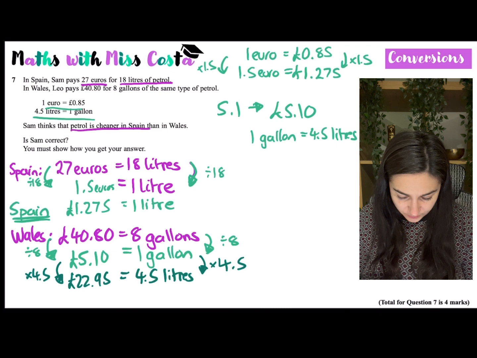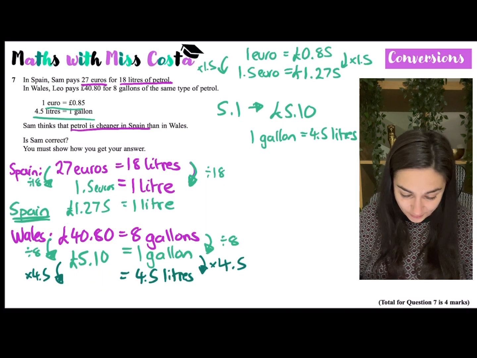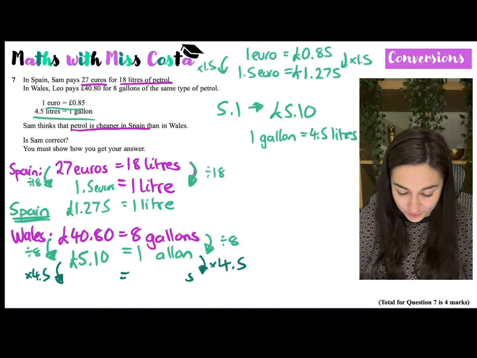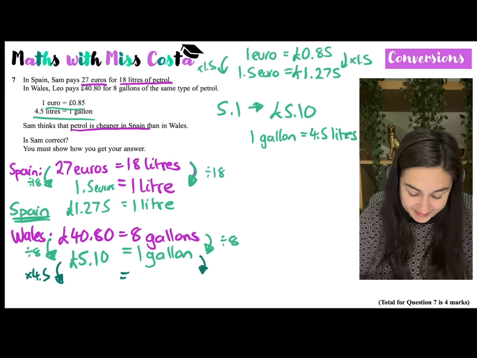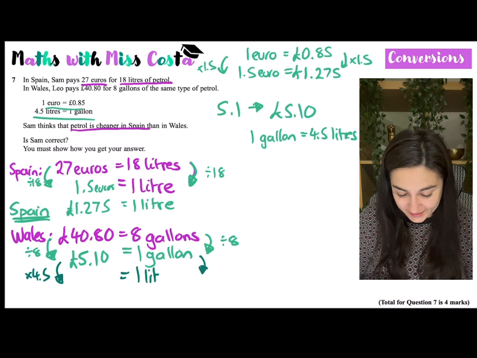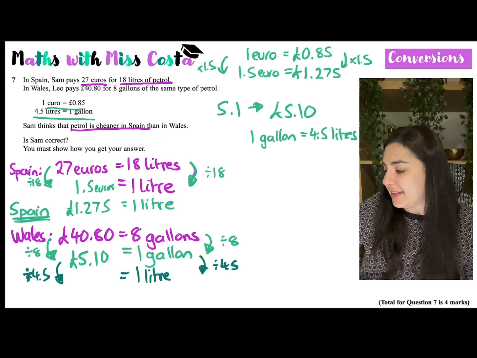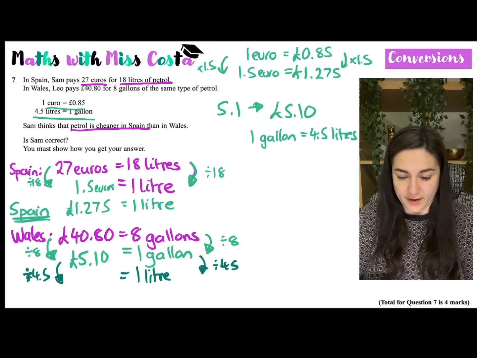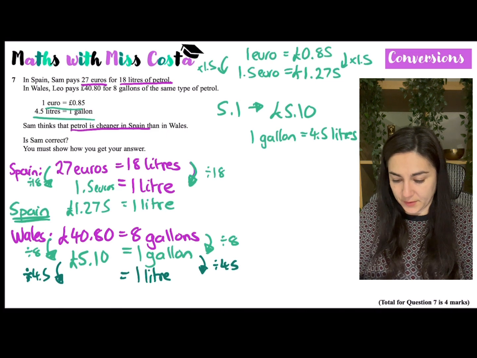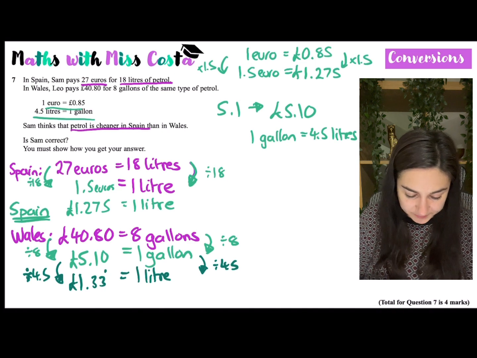And now if I want to figure out, oh, sorry. 1 gallon is equivalent to 4.5 litres. So what I want to do is divide by 4.5 to figure out how much 1 litre is. I'm quite tired. So I am going to divide by 4.5 on both sides. So £5.10 or 5.1 divided by 4.5 gives you 1.13 recurring. So £1.33 recurring.